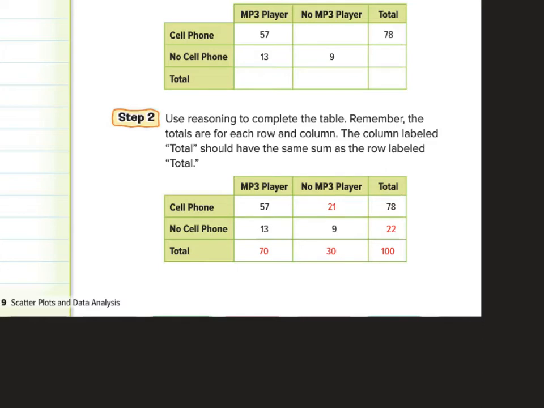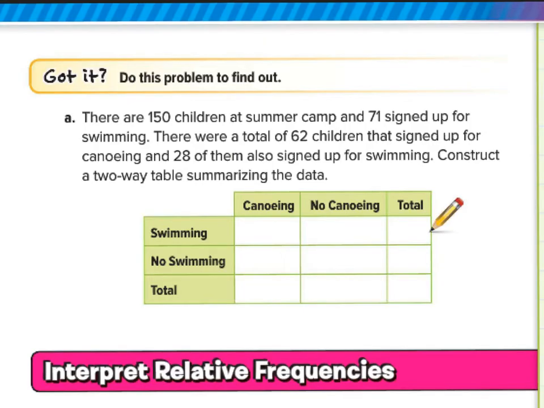Now let's try it. Please take a minute to copy down a table similar to this one, where you have your columns for canoeing, no canoeing, and your totals, and swimming, no swimming, and your totals across the bottom, where we have two tables, one with columns and the other one with rows. Okay, please pause if you need to pause. If you're ready, let's take a look at this together.